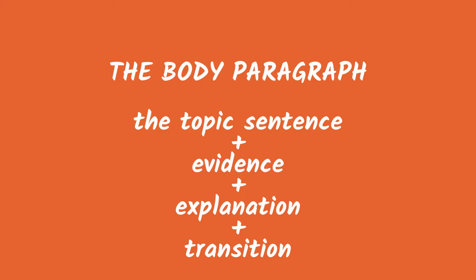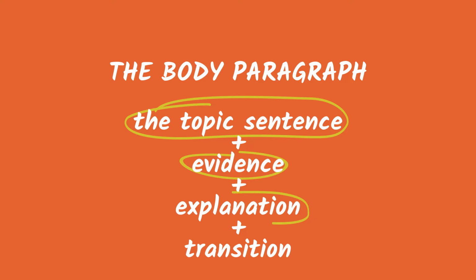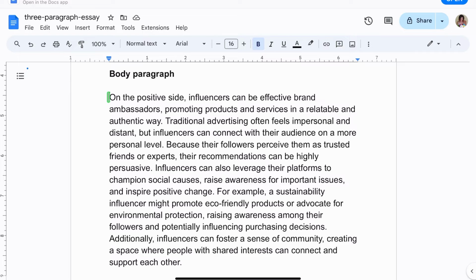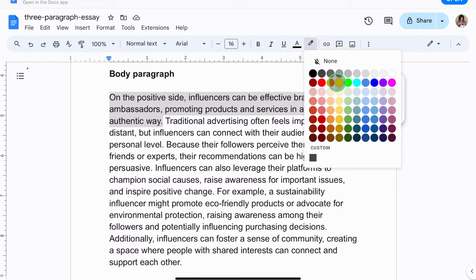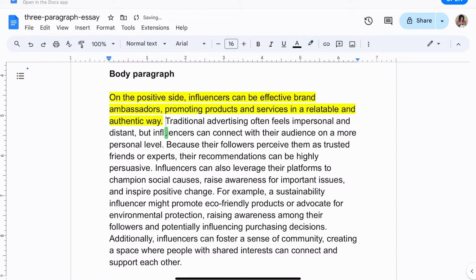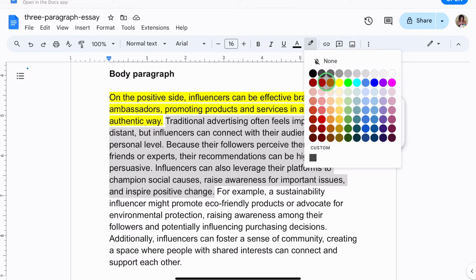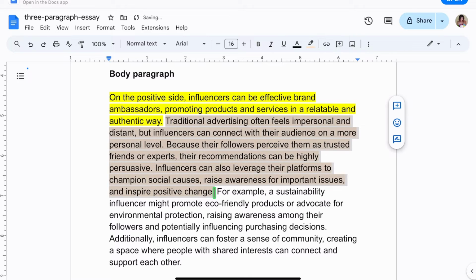The success formula is the topic sentence plus evidence plus explanation plus transition. Number 1, topic sentence. The topic sentence sets the stage for what to come and keeps your reader on the edge of their seat. Number 2, evidence. This is the time to back up your claims. Provide quotes, statistics, examples, etc., to support your idea.